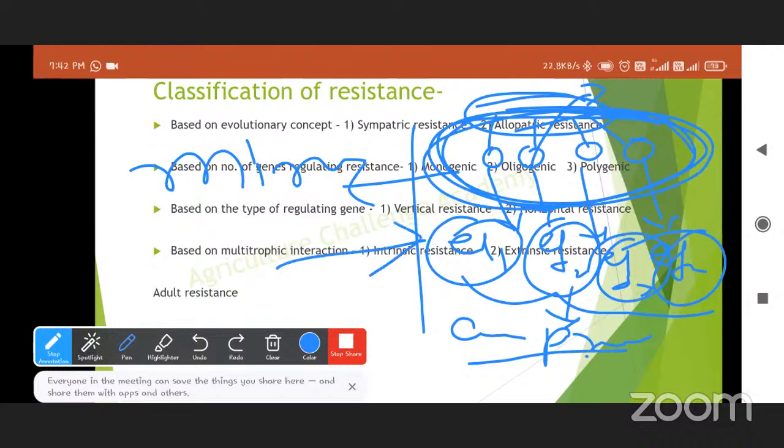And it will be very hard to break. Like if one insect is able to overcome one gene, the resistant effect of this gene, in some manner it evolved and counteracted this gene, but the other 3 genes are still present for conferring the resistance.